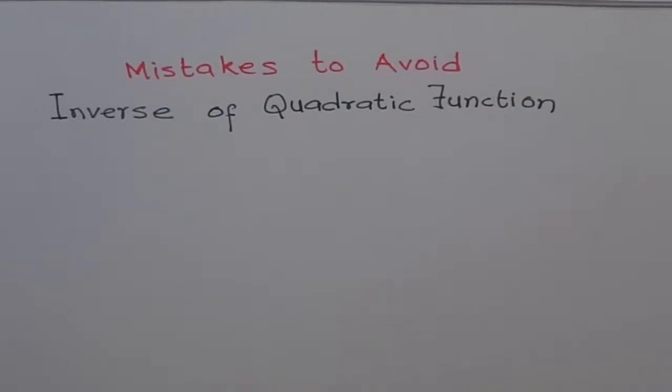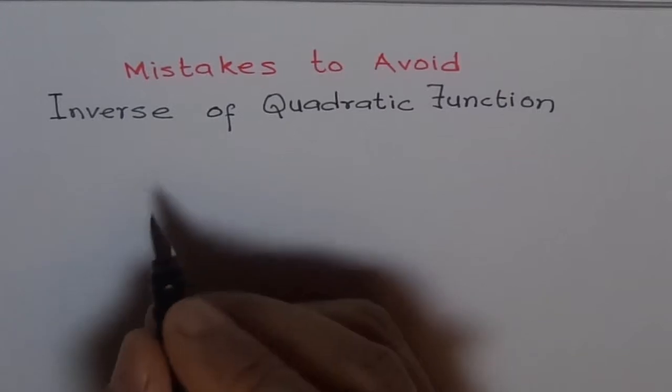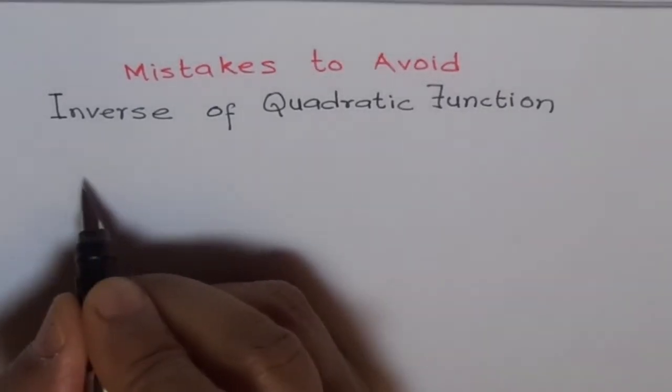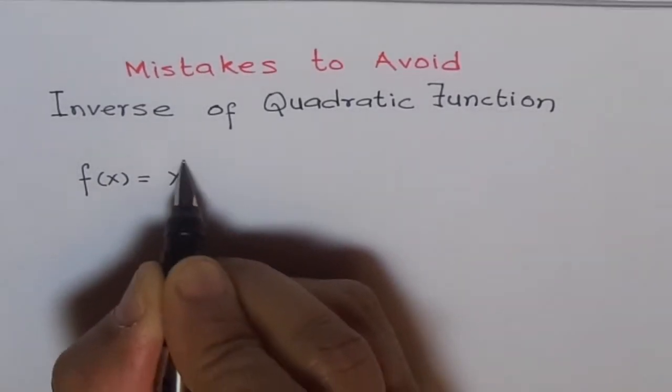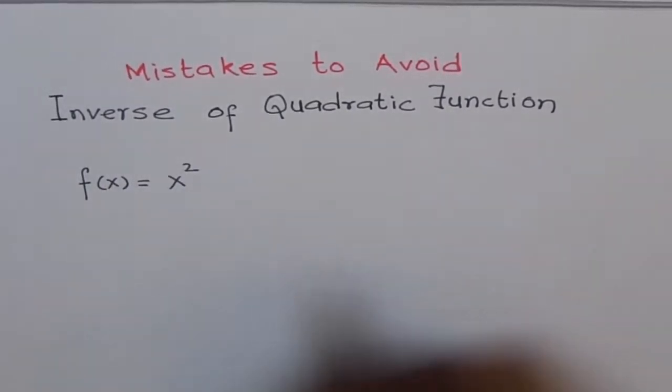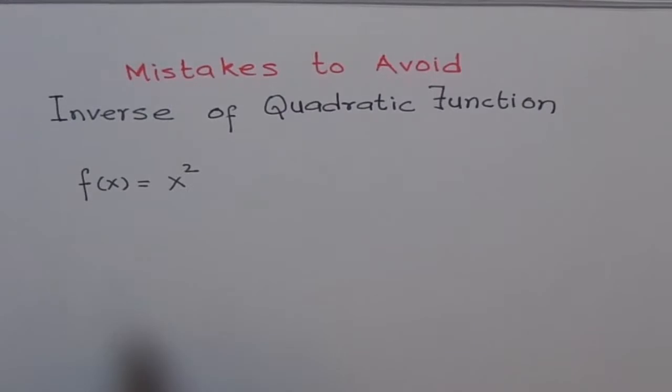So the first one I'm doing here is the inverse of a quadratic function. I'm going to take a very simple basic parent function f(x) = x squared, correct? And the idea is to find the inverse of this function. You remember the process of finding the inverse?